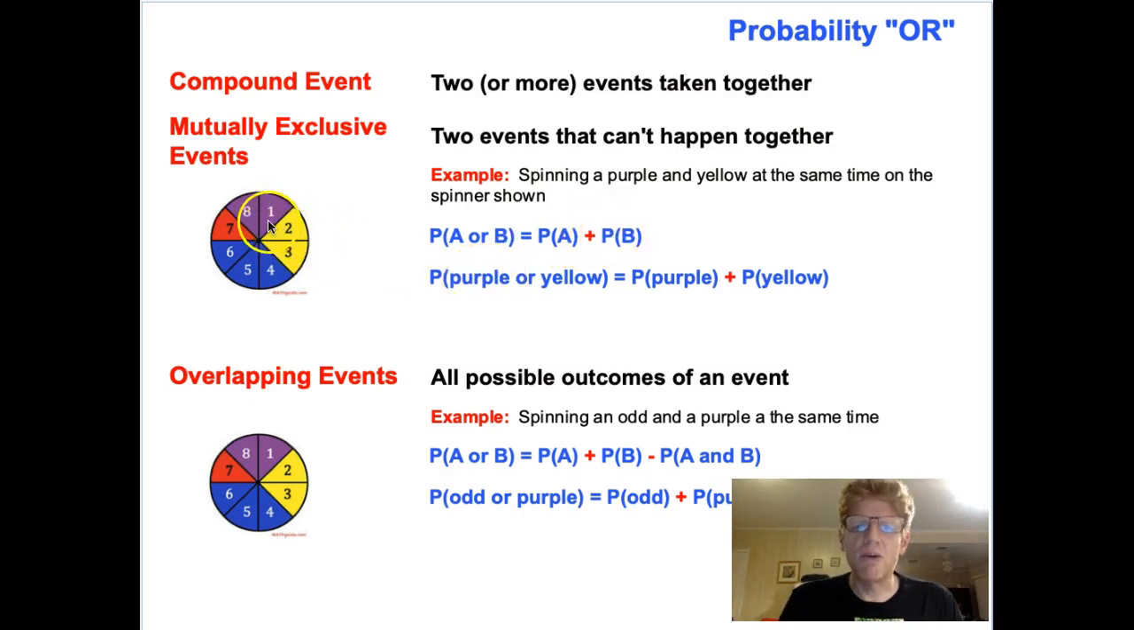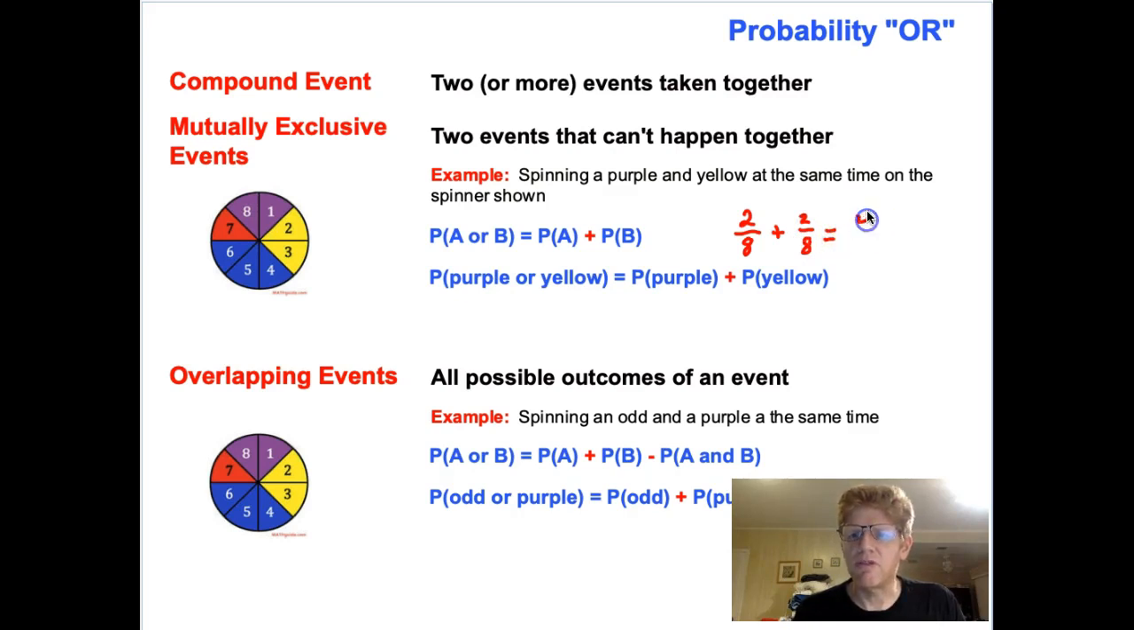So in our case, the probability that it will land on either purple or yellow is equal to the probability of purple. Now, what's the probability that our spinner will land on purple? Well, it's 2 out of a total of 8. 2 out of 8. And that's our probability of getting purple, plus the probability of getting a yellow. The probability for yellow is also 2 out of 8. And then we add those together.